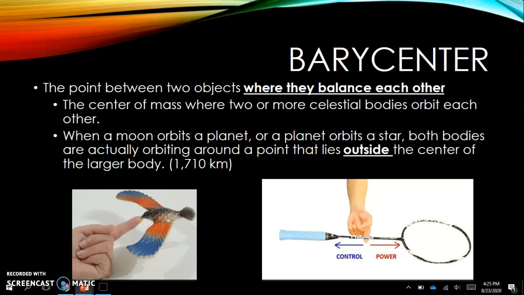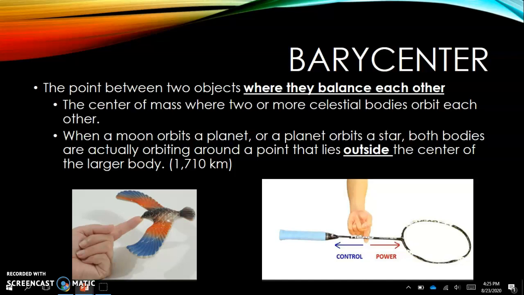However, it rarely works out that two objects in space that revolve around each other are the same mass. Typically, one is larger. When we think about our sun and our Earth, the sun is definitely larger than our Earth, so much larger. And our Earth is larger than the moon that revolves around it. So the center of mass, where two or more celestial bodies orbit each other, is the barycenter.